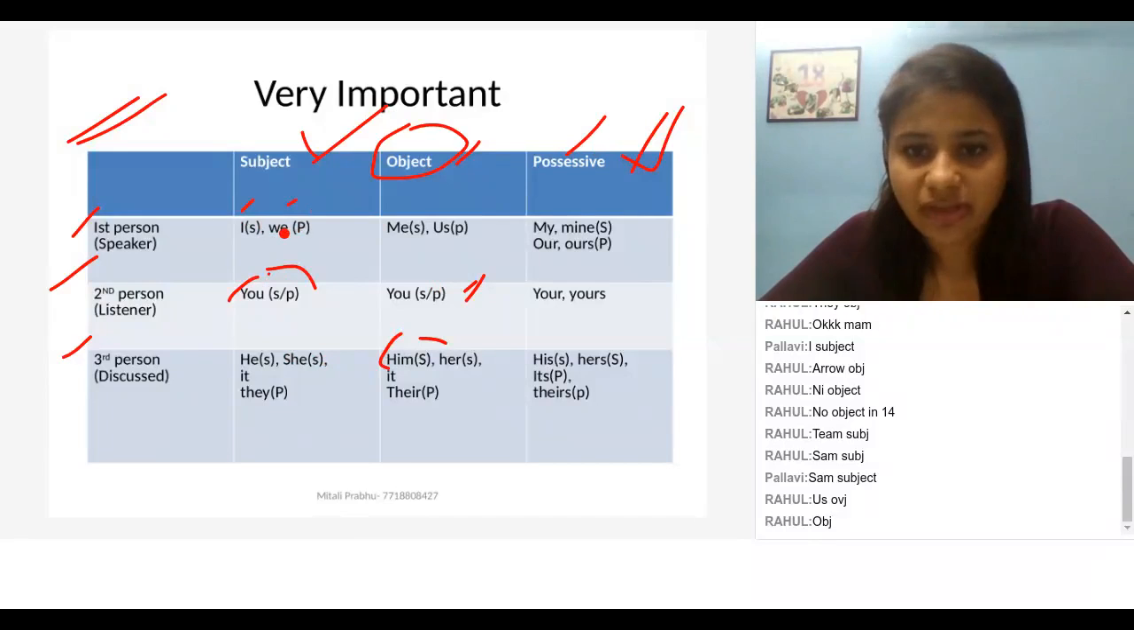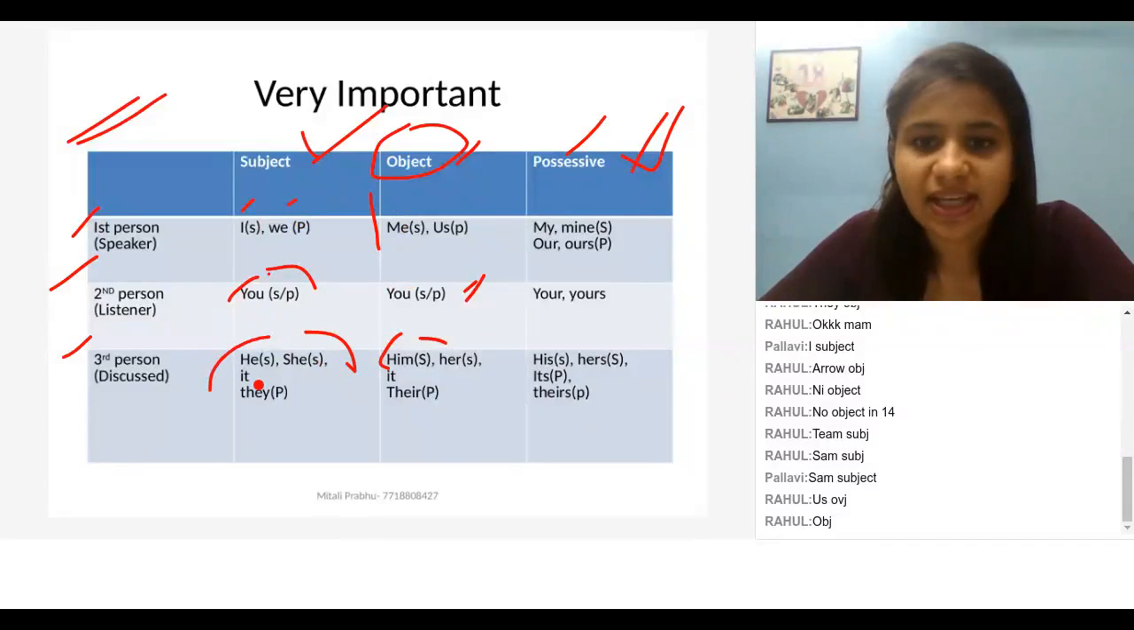Just I and we, and me and you. Remember these two and these two. You will be the same. And here, remember these: he, she, and him, her. Okay.